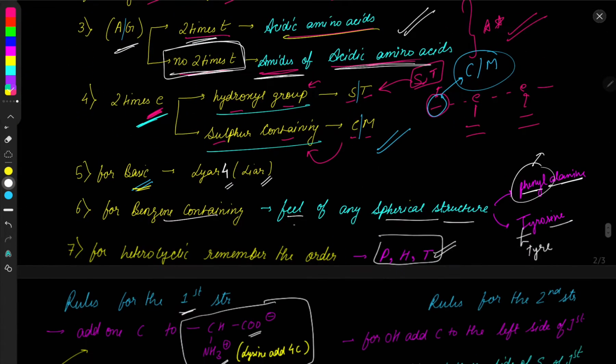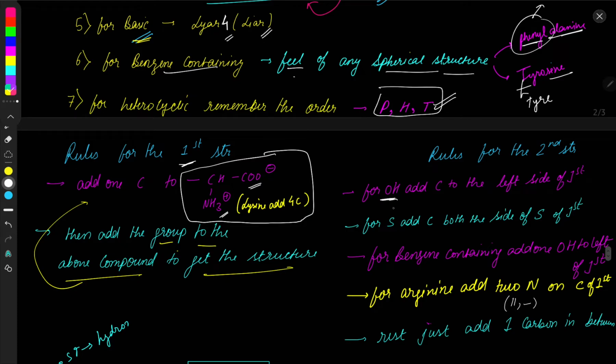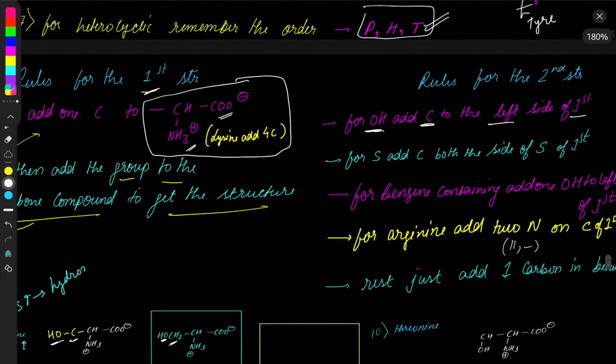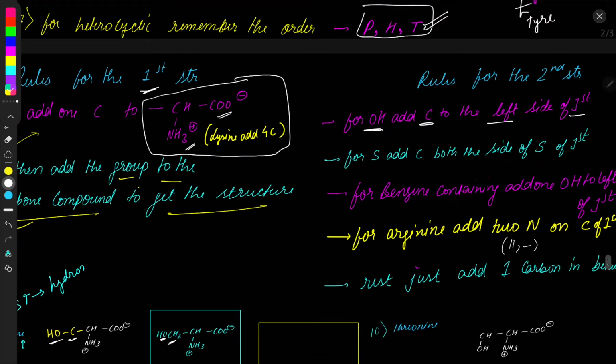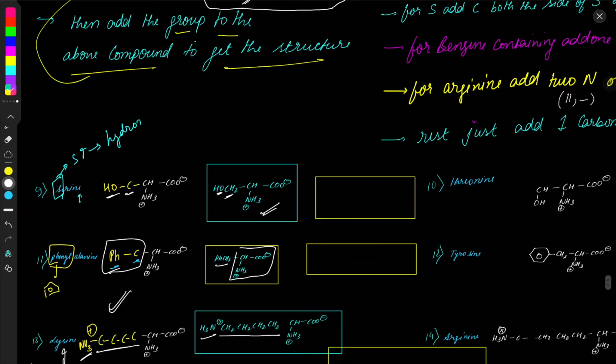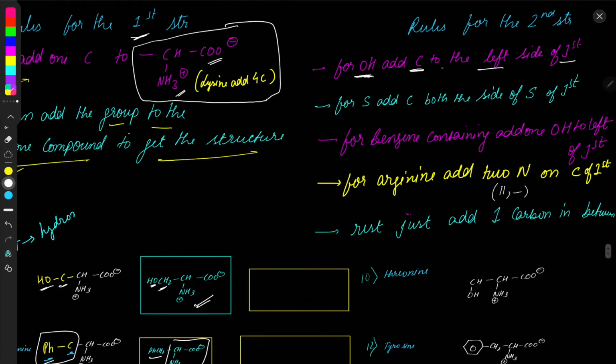I'll tell you how. See, for hydroxyl containing group, add carbon to the left side of the first. I know you haven't understood this. For hydroxyl containing group, add carbon to the left side of the first compound to get the second compound. What was the first compound? First compound was this. Add carbon to the left side means you have to add carbon to this. We can write this like this also, no? OH down here. So I have said to add carbon to the left side of the first.